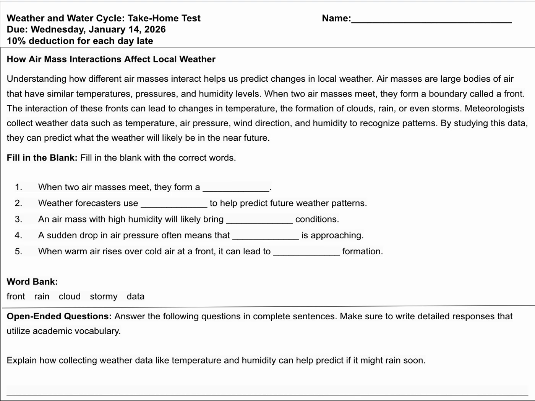4. A sudden drop in air pressure often means that blank is approaching. 5. When warm air rises over cold air at a front, it can lead to blank formation. Word bank: front, rain, cloud, stormy, data.